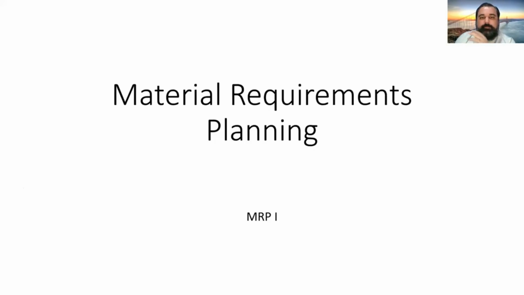So MRP stands for Material Requirements Planning. MRP is usually called MRP 1 because there is an evolution of MRP, which is the MRP 2, which stands for Manufacturing Requirements Planning. But for now, I will explain the MRP 1 production planning method.